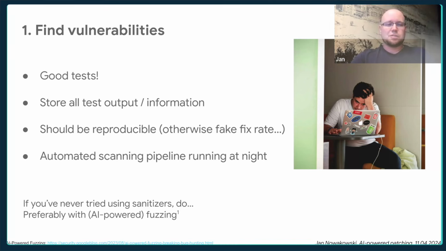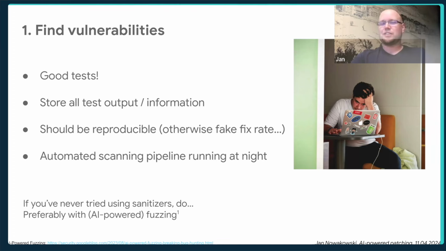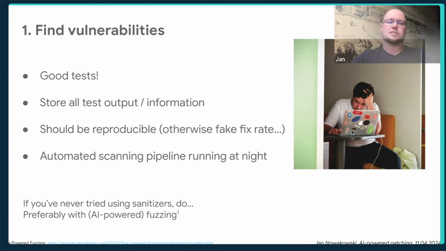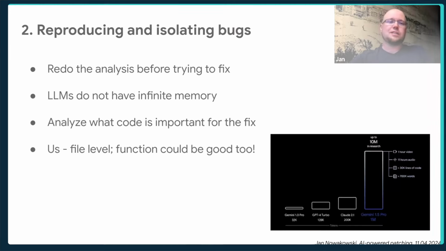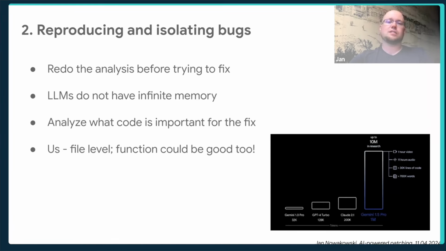What I would also recommend is looking into fuzzing. Especially if you don't have very good tests, fuzzing can enable you to find more bugs that you wouldn't find with just normal sanitizers. Once we have our vulnerabilities to fix, we need to, first of all, reproduce them to know they are still there, and then to isolate them.